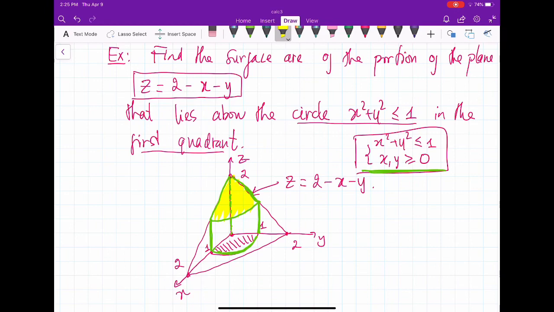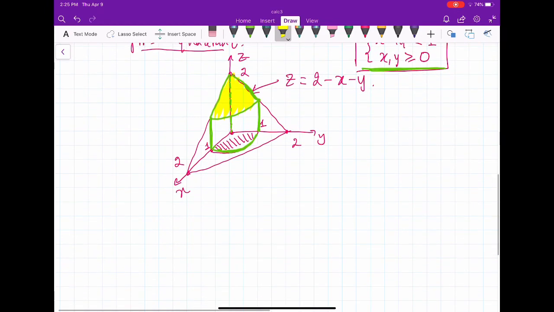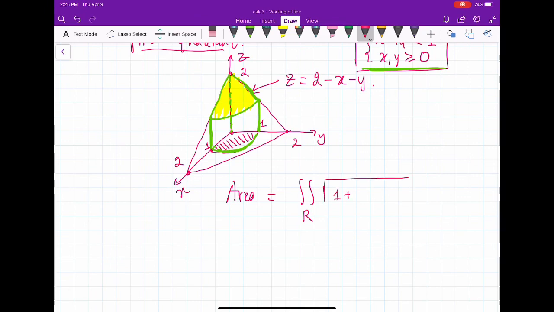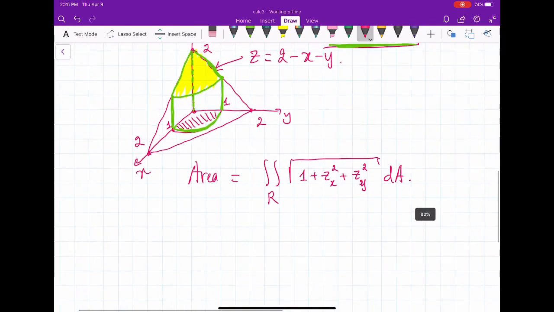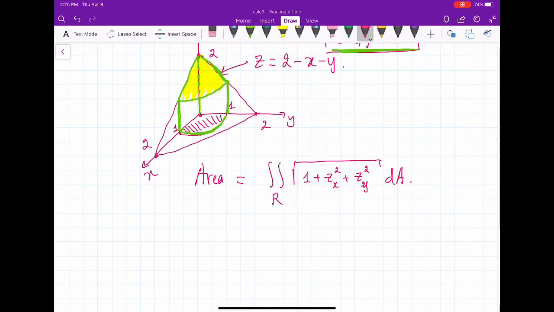Okay, let's apply the formula. We have the area is equal to the double integral on the region R of the square root of 1 plus z partial derivative with respect to x squared plus z partial derivative with respect to y squared, and then dA, right? So that means we have to find partial derivatives in here. But that is pretty easy because the function is linear. So z with respect to x is -1. Z with respect to y is also -1.